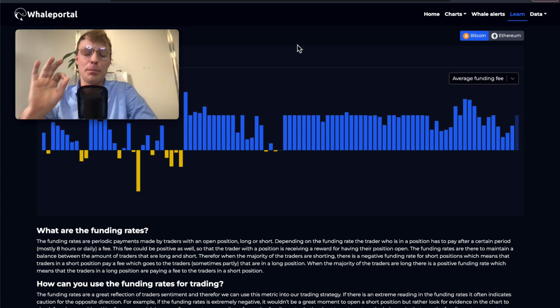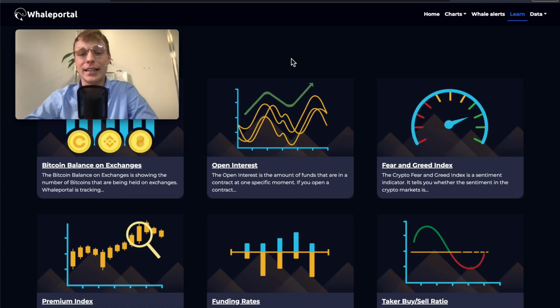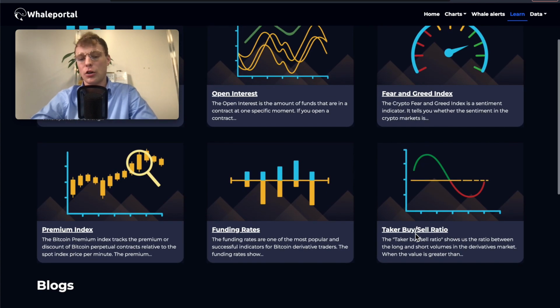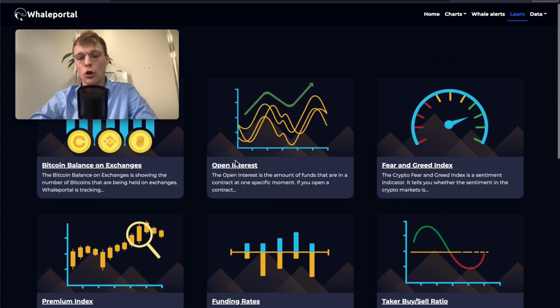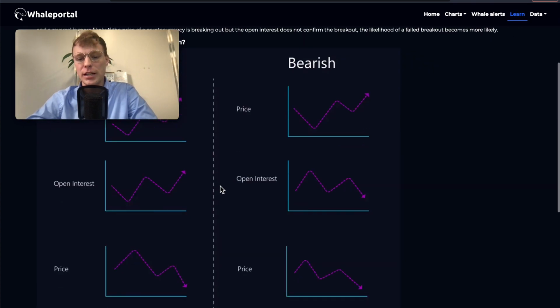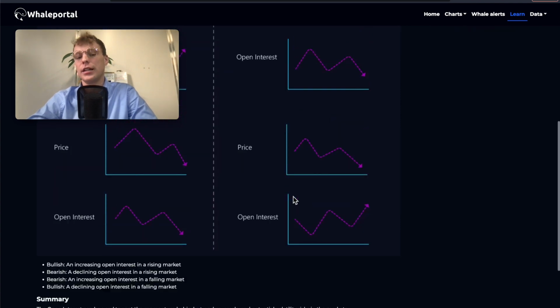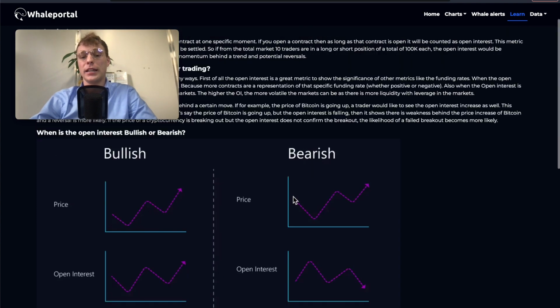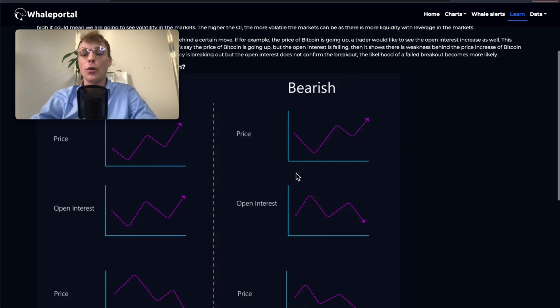because there we have some better articles explaining exactly how to use these metrics. Here you have, for example, the Bitcoin balance on exchanges, the open interest, fear and greed index, premium index, funding rates, take buy sell ratio. For example, if we go to the open interest right here, we've actually made illustrations where you can see what if the price does this, what if open interest does that, what does that mean? Is that bullish or is that bearish? How can we use this?